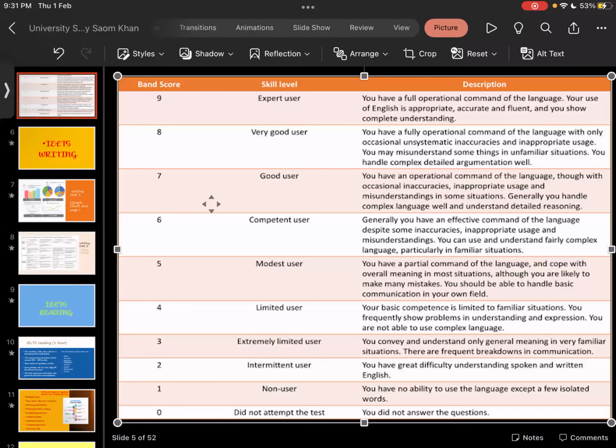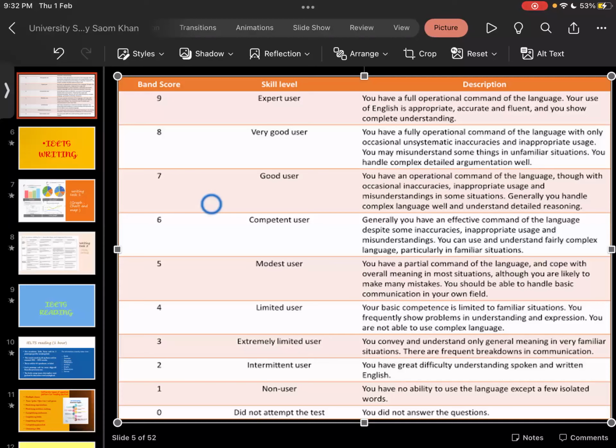Answer a question. If you get band 1 in IELTS, it means you're a non-user. You don't use much, you're not attentive in your studies for IELTS. If you are in band 2, then you would be an intermittent user. That means you are trying to learn, but you're not good enough. If you go to 3 and 4, that means you're an extremely limited user. You just know limited words, something like only 200 or 500 words of vocabulary. You don't know more than those.